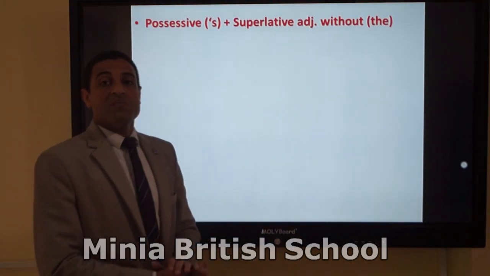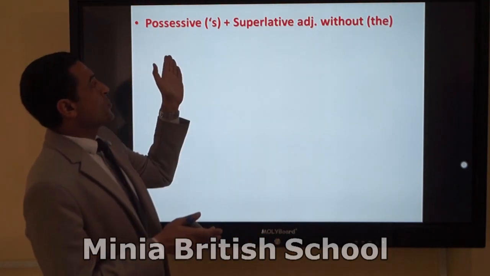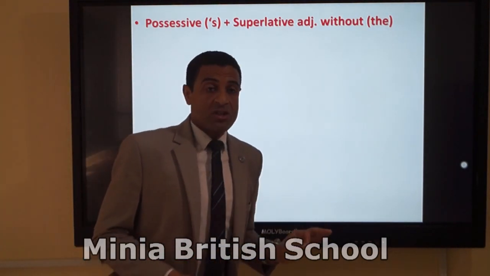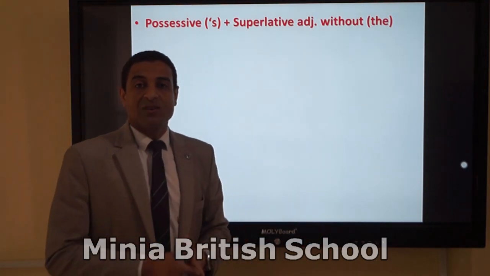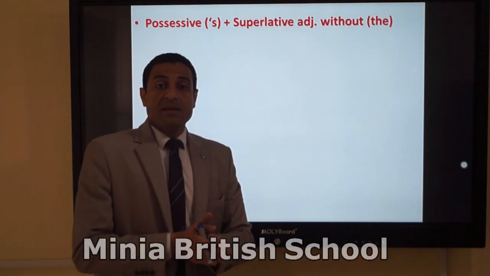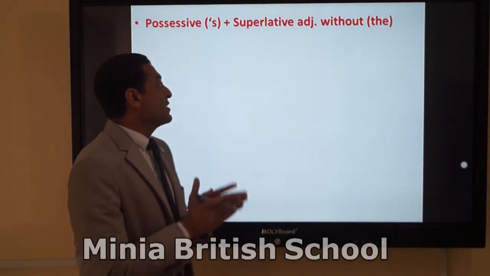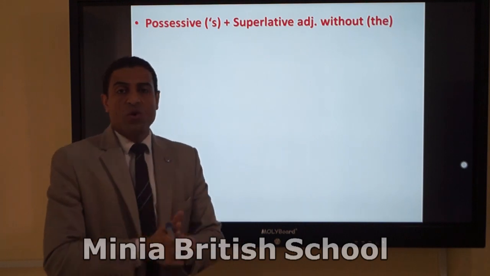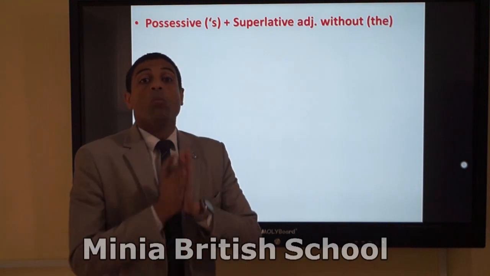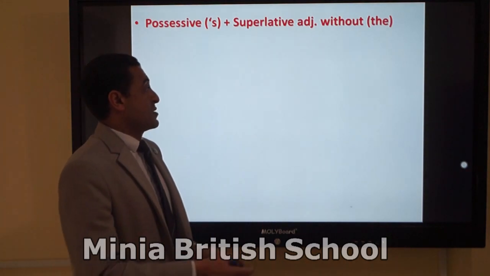And now, be careful of the possessive S. When you use the possessive S and then the superlative form of the adjective, don't use the. For example, Dickens' most famous novel. I didn't say Dickens' the most famous novel. No, it's an incorrect structure for this sentence. So here, Dickens' most famous novel is Oliver Twist. This is an example.